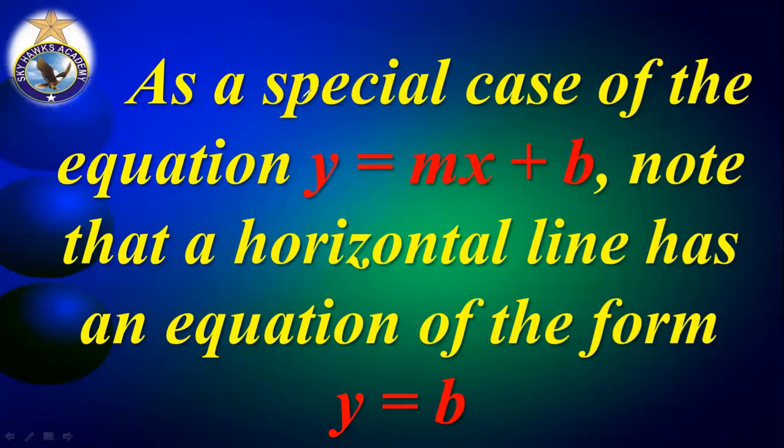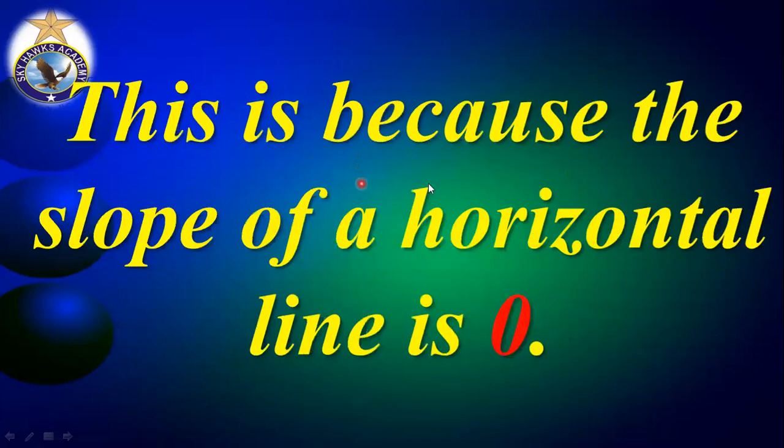So that's why, as a special case of the equation y = mx + b, note that the horizontal line has an equation of the form y = b. They can ask for the equation of the horizontal line. If they just say horizontal line in slope intercept form, forget about the m, just write y = b, and that will be the horizontal line which is parallel to the x-axis. This is because the slope of the horizontal line is 0.